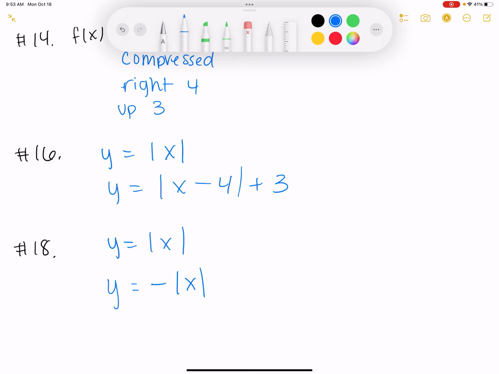It's going plus 2. It didn't go wrong way, anywhere. So it's going up 2. It didn't go right or left. Right, stay the same. That's it. It's done.